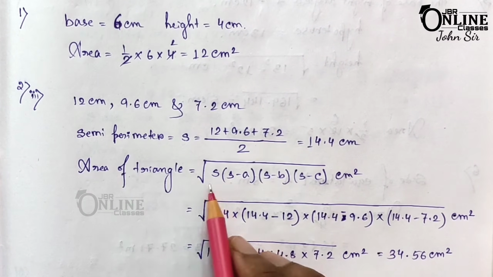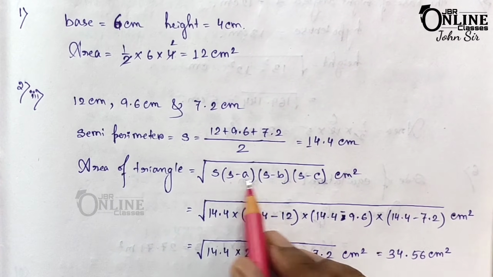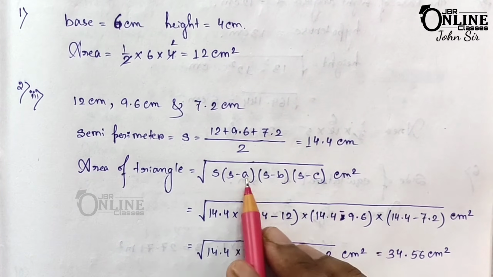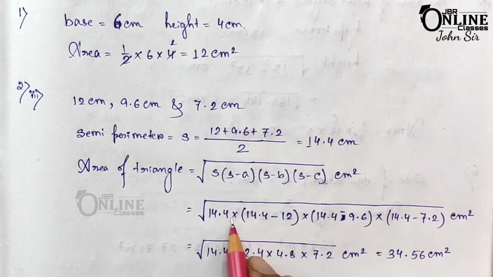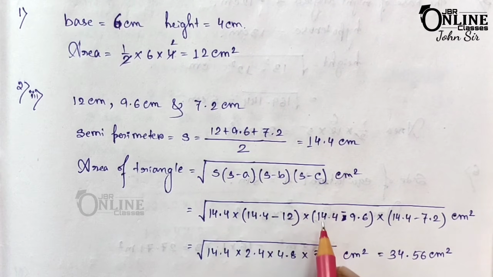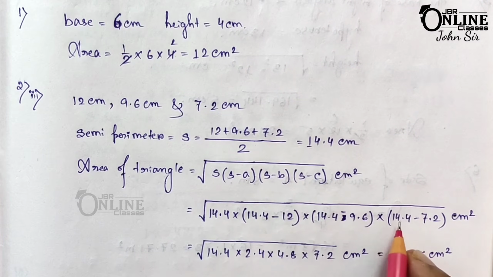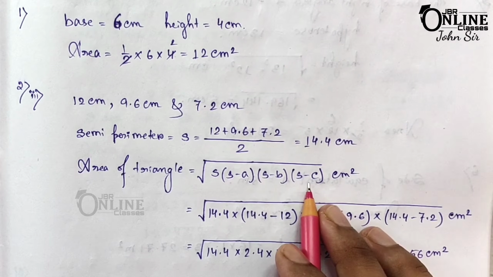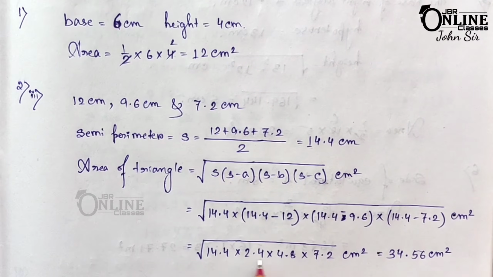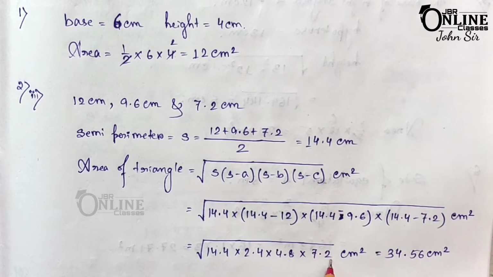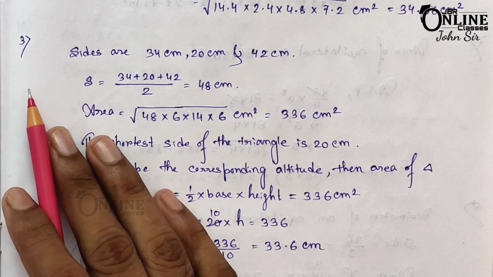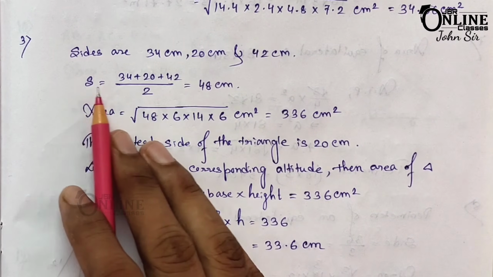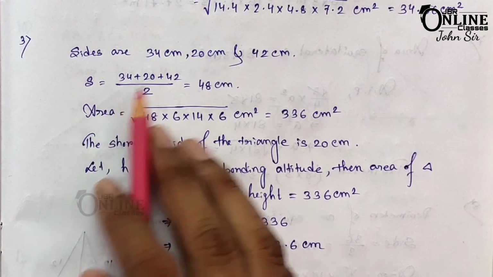Then the area of the triangle will be root over S into (S minus A), (S minus B) and (S minus C). Here A, B, C are the sides of the triangle. So as S equal to 14.4, then 14.4 minus 12, then 14.4 minus 9.6 and then 14.4 minus 7.2. It will be root over 14.4 into 2.4 into 4.8 into 7.2 centimeter square. So here the answer is 34.56 centimeter square.